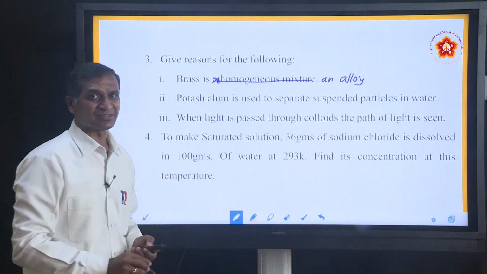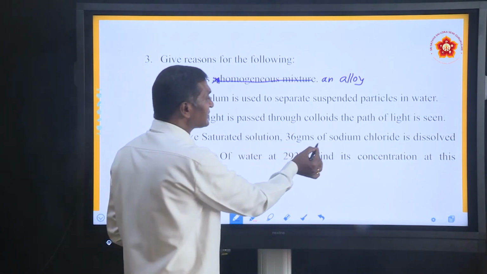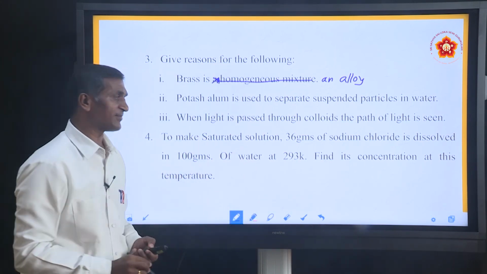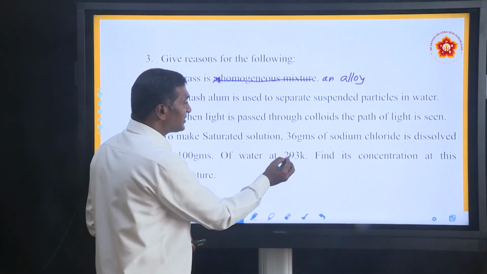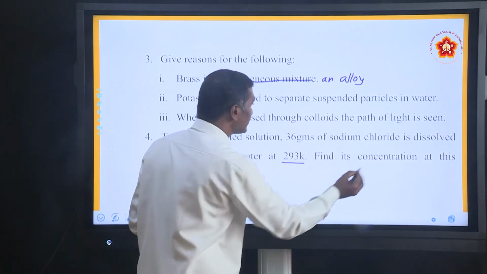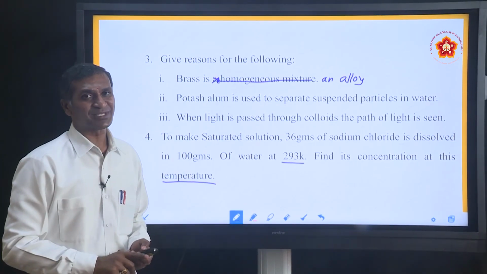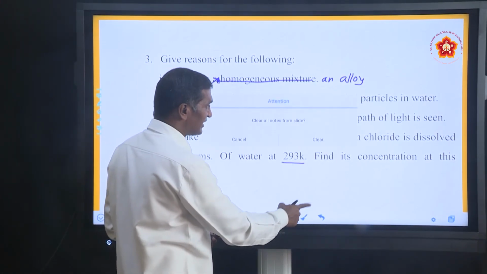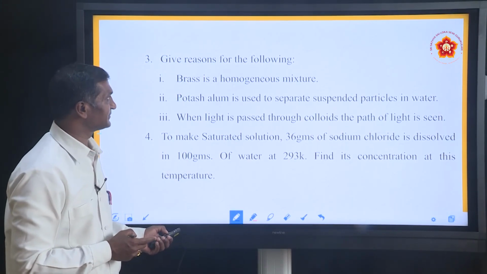The fourth question, to make a saturated solution, 36 grams of sodium chloride is dissolved in 100 grams of water at 293 Kelvin. Find its concentration at this temperature. Dear students, a simple mathematical problem. I hope all of you will surely put in efforts and work it out honestly.